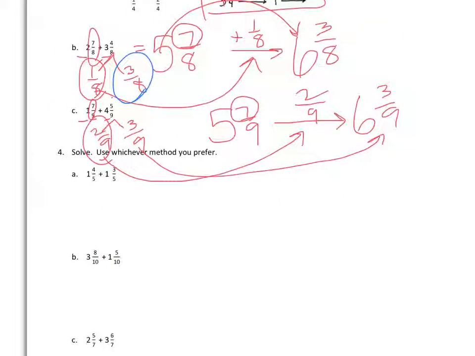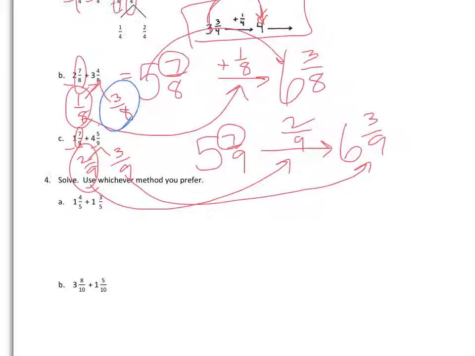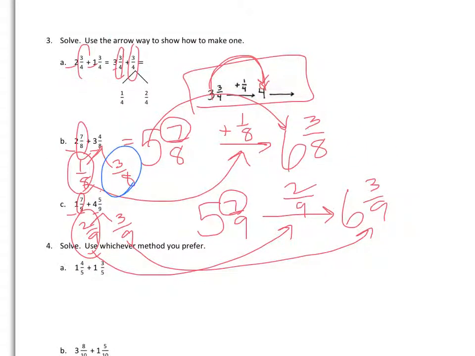And then on problems 4, for A, B, and C, students can use any method. They can simply use the number model, they could use the number line, or they could use the method that I just showed you, which is using the arrow to make one more.